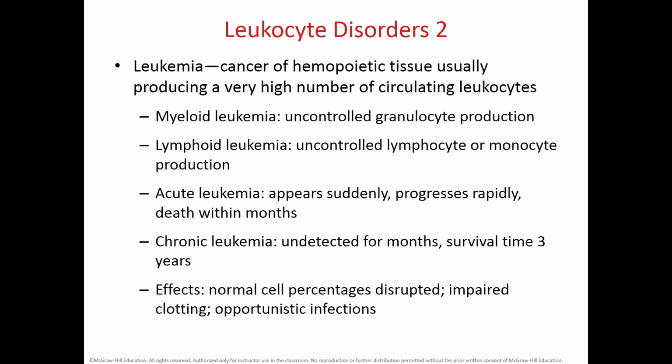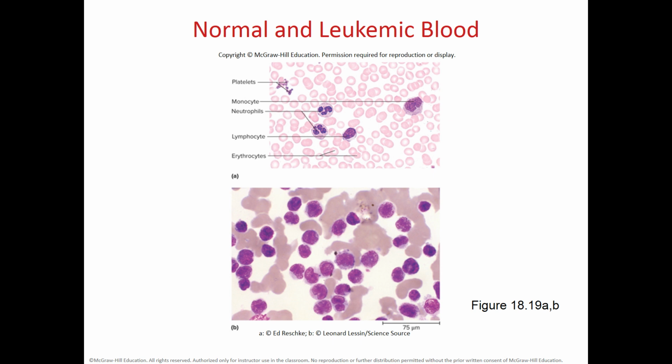Okay, now the effect is that the normal cell percentage of every single type of white blood cell or red blood cell is going to be disrupted. Why? Because even for the platelets. Why? Because this abnormal growth of stem cells within the bone marrow is going to prevent the normal cells from doing their function. So you have decreased number of all types of blood cells, including the platelets.